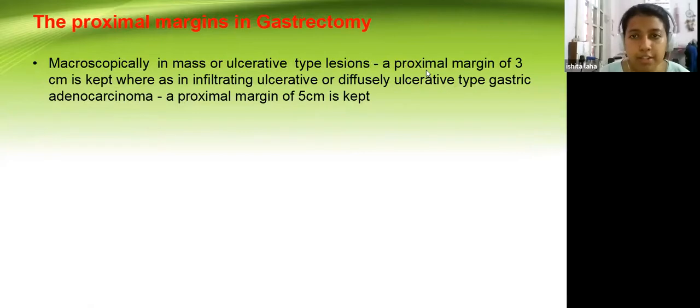Regarding the proximal margins in gastrectomy, tumors are macroscopically classified into four types. For the mass and ulcerative type, according to recent guidelines, the proximal margin is kept at 3 centimeter, whereas in infiltrating ulcerative or diffusely infiltrating type of gastric adenocarcinoma, a proximal margin of 5 centimeter is adequate.